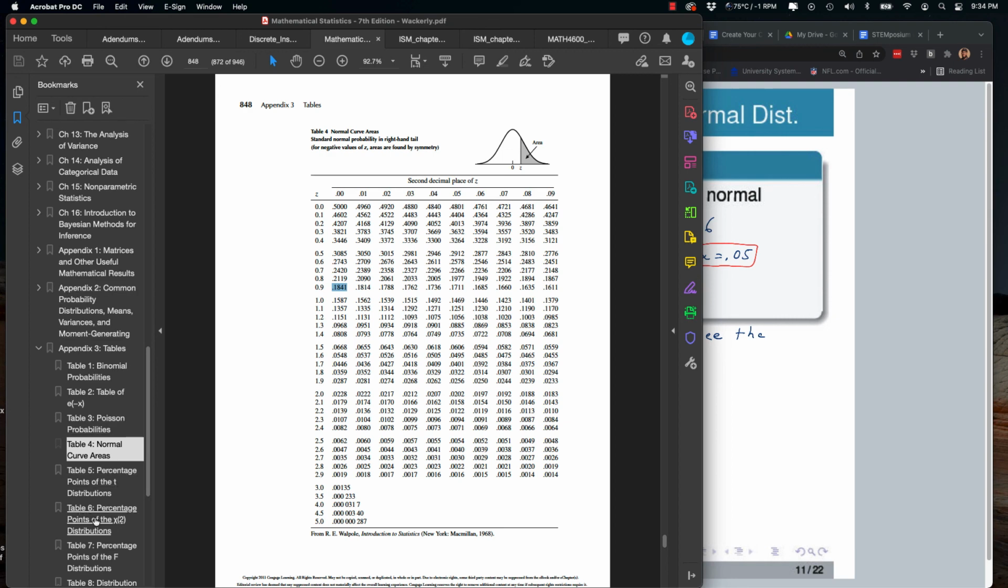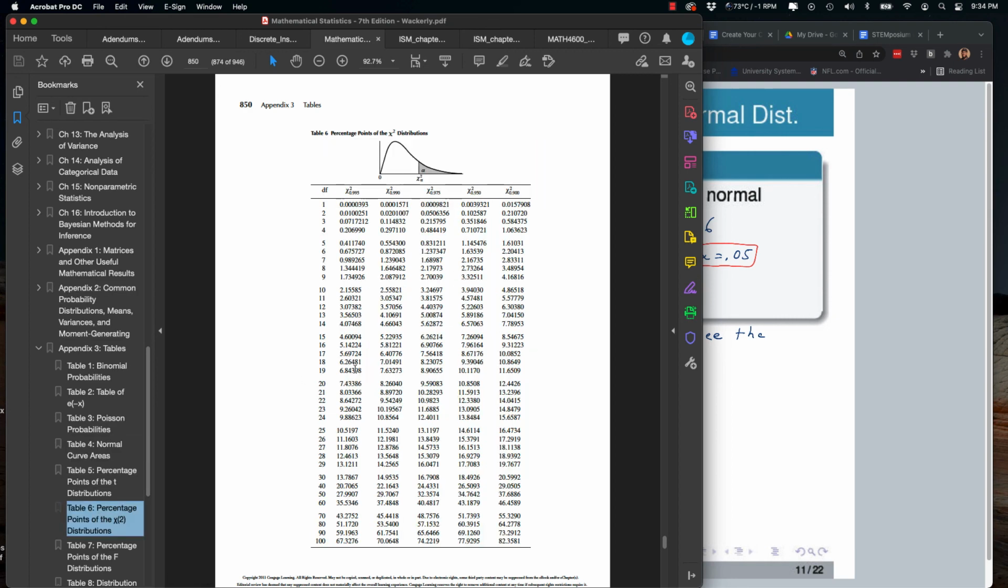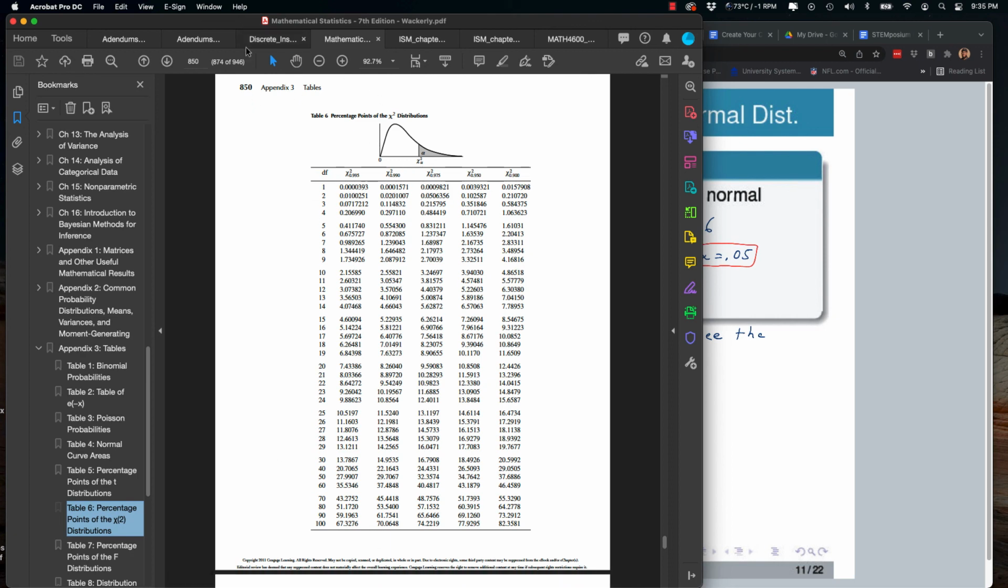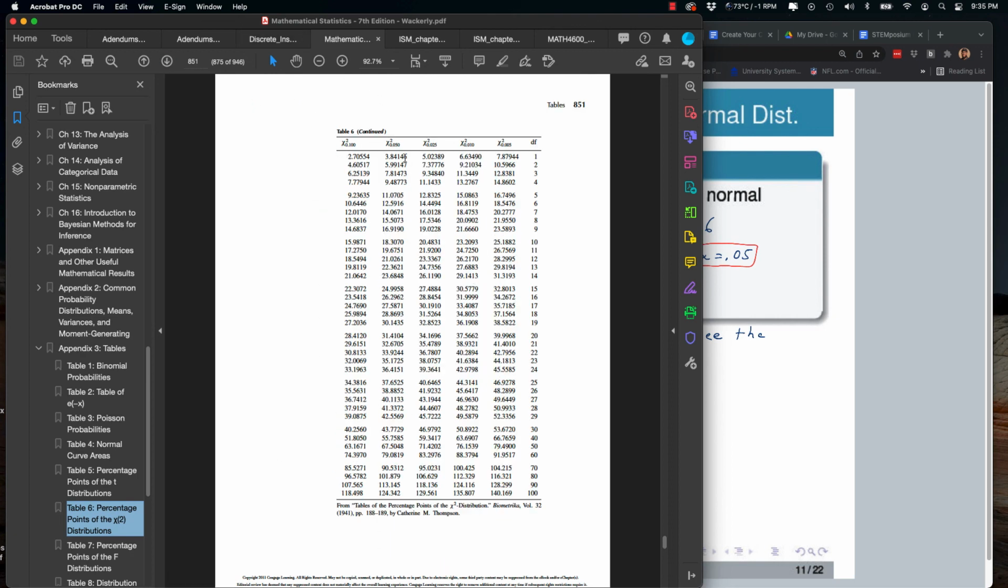So going down here to table 6, you'll notice across the top it gives the chi-squared sub alpha values. It starts at 0.995 and then goes down from there. So we need to go to the second page because it will have the chi-squared sub 0.05. There's a page down here. So chi-squared sub 0.05 is right here. We go down to the 6th row of degrees of freedom and come across, and we get 12.5916. I'll write that down, then I'll switch us back over.